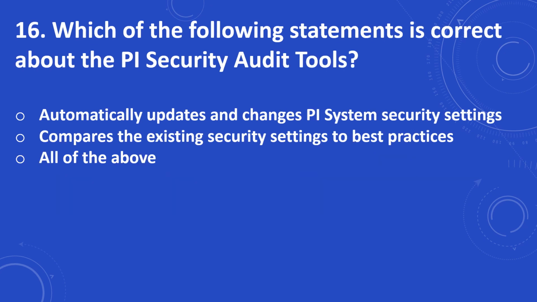Which of the following statements is correct about the PI Security Audit Tool? Automatically updates and changes PI system security settings. That is not possible. It cannot automatically update the PI system security settings. Compares the existing security settings to best practices. That's true. And all of the above. It compares the existing security settings to best practices.